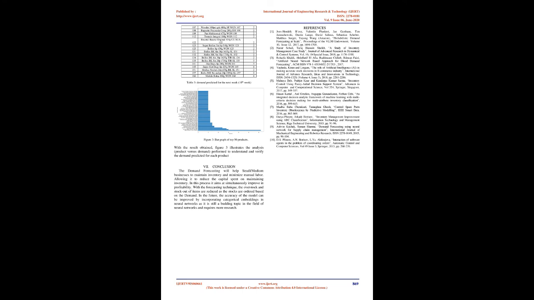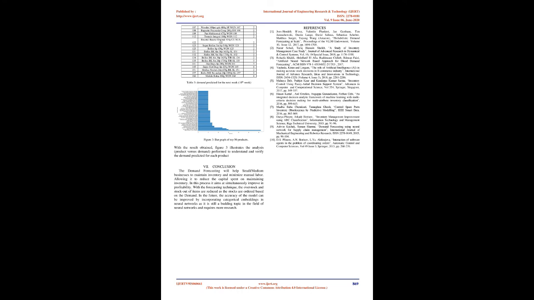The future week demand for each product is predicted by the trained model, where each demand value is rounded off to the nearest integer as shown in Table 3. With the result obtained, Figure 3 illustrates the analysis, product versus demand, performed to understand and verify the demand predicted for each product. 7. Conclusion.